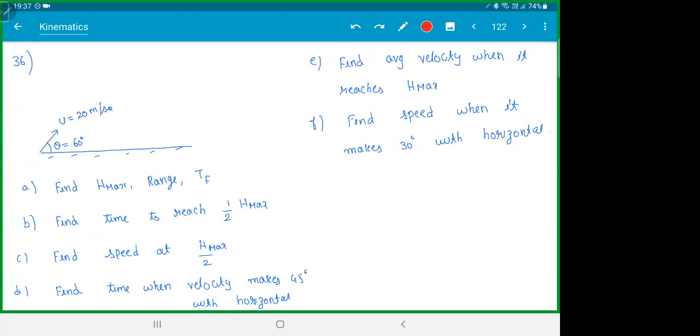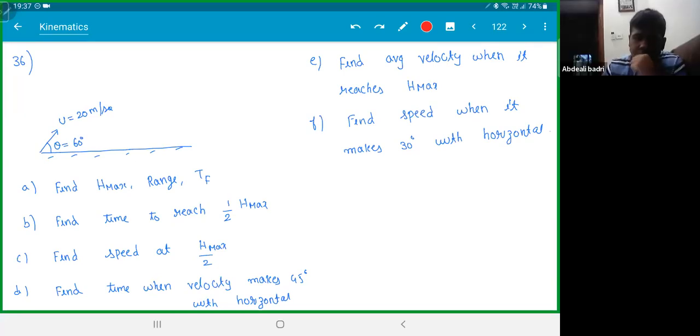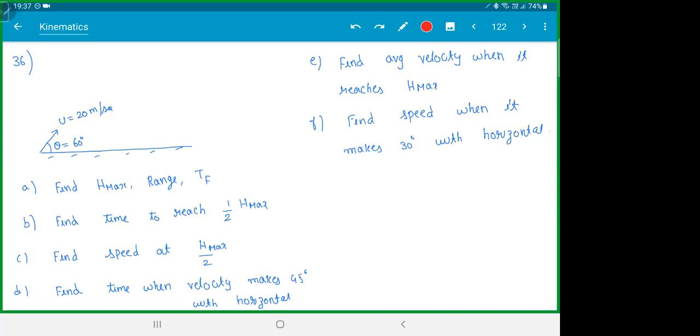Find the speed at h max by 2. Is it right? What is right? I don't know the answer, really. I will have to see. But I'm getting a strong feeling it's a blunder. Because think, I projected with 20 meters per second. Now see, everyone, listen. Ali typed an answer root 550. I can see and tell it's a blunder. Can you tell me how?